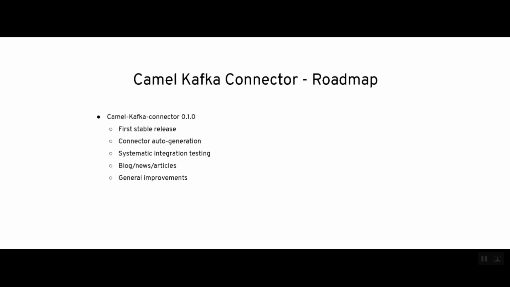Okay, Andrea, what's the roadmap for Camel Kafka Connector? Yeah, thanks, Claus. So the basic stuff we want to do is having a stable release, the first stable release, because actually we don't have the first release. So we want to release the 0.1 first version of Kafka Connector with the connector auto generation feature inside.